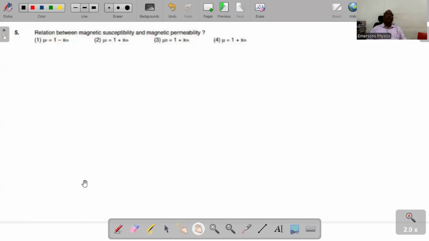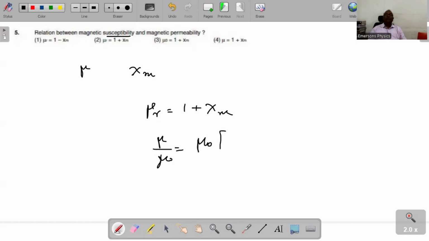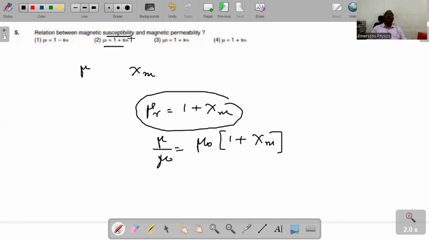Relation between magnetic susceptibility and magnetic permeability. So susceptibility is chi-m, magnetic permeability is mu. Actually, we have a relation mu r equal to 1 plus chi-m. Mu by mu naught equal to 1 plus chi-m. This is not here, but they have given this relation. First relation is given. Mu r is not called magnetic permeability. It is magnetic relative permeability. So this is the answer that we can take.